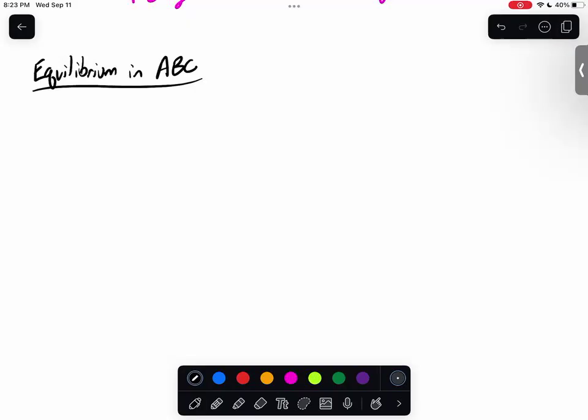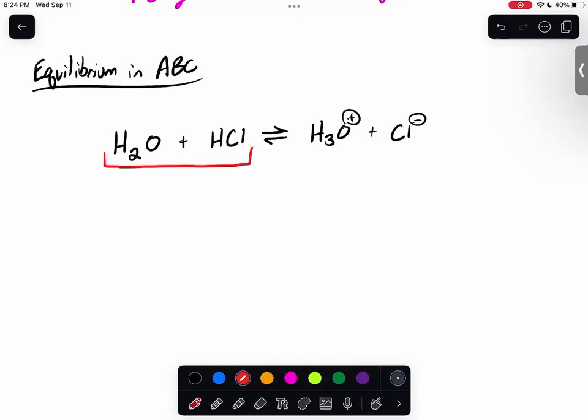So let's take a look back at that good old reaction that we had seen many times before. Water and HCl is going to make H3O plus and Cl minus. All right, so we need to define a couple things. The first one is everything on the left-hand side of the arrow, these are reactants, right? Those are the things that we're putting into the reaction. The things that come out are on the right side here. These are products, okay?